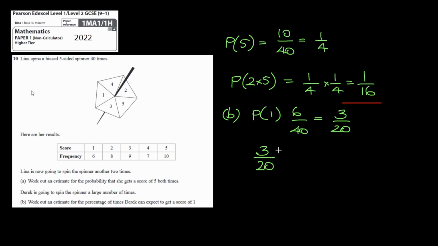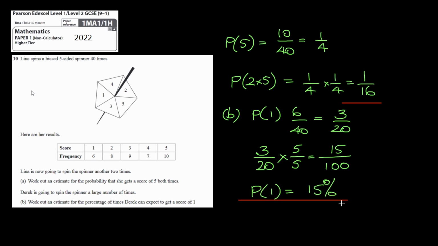Well, to find 3 over 20 as a percentage, we need to make the bottom line 100. What number multiplying by 20 makes 100? Well, it's 5. And we must multiply by 5 over 5. So the fraction works out the same as 15 over 100. The probability of 1 is 15%. And that's the answer.